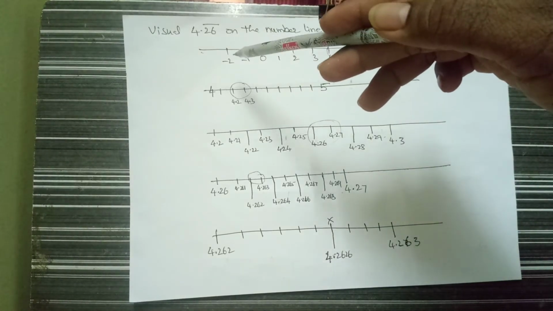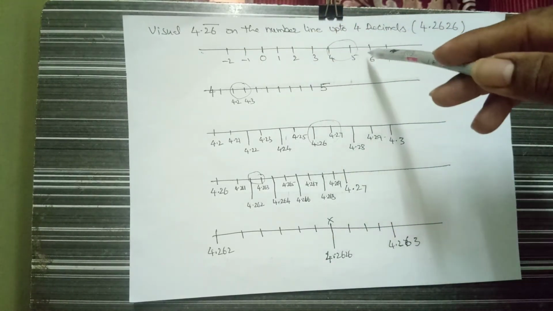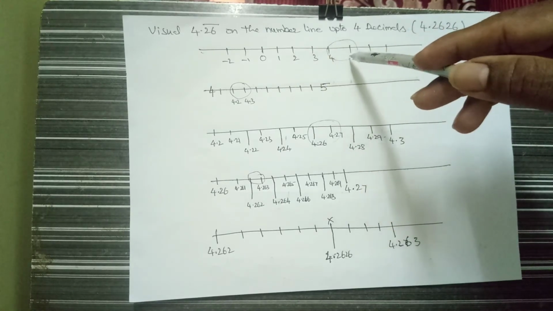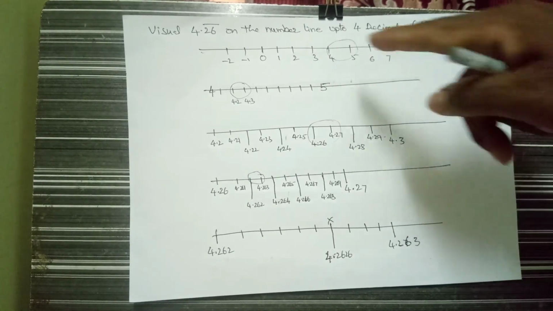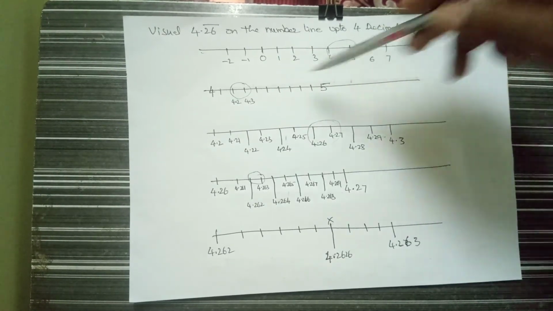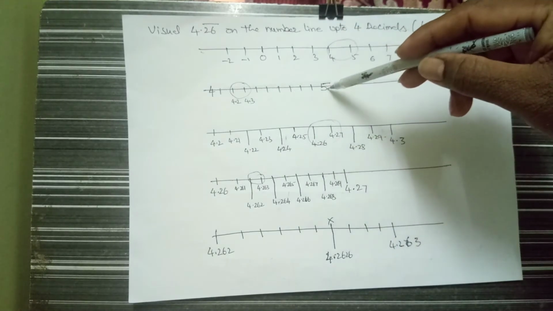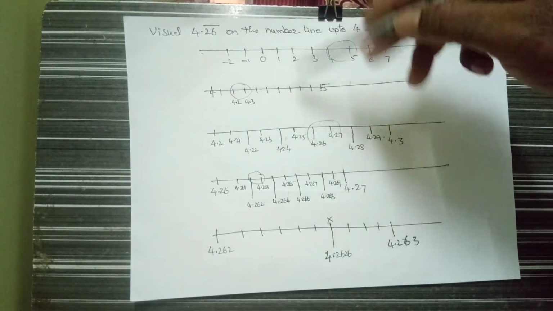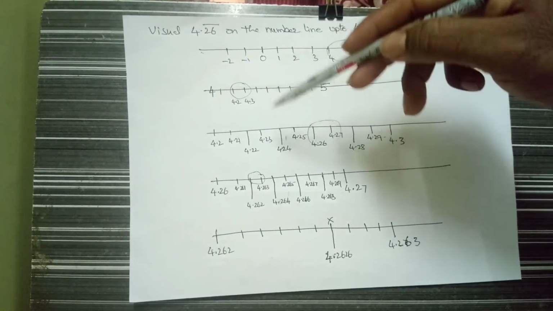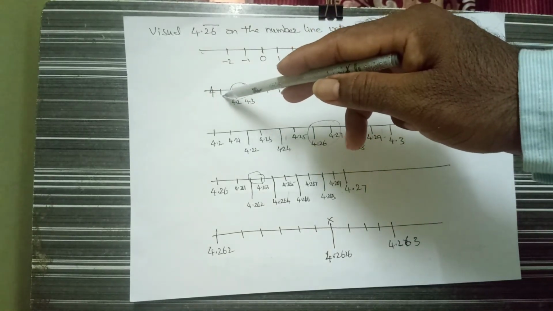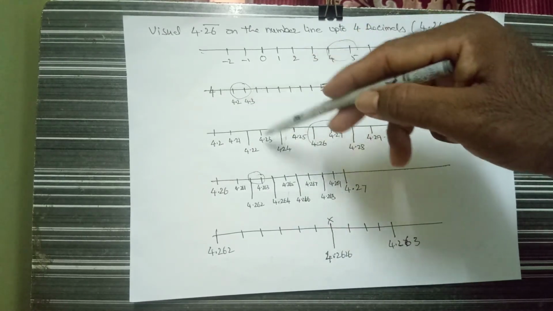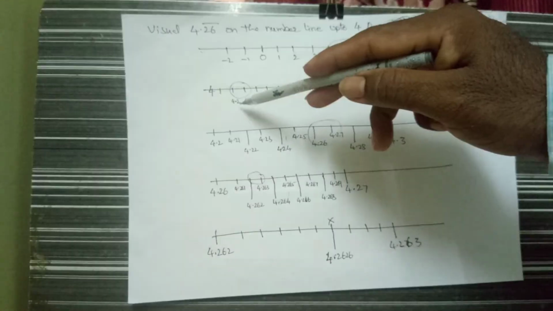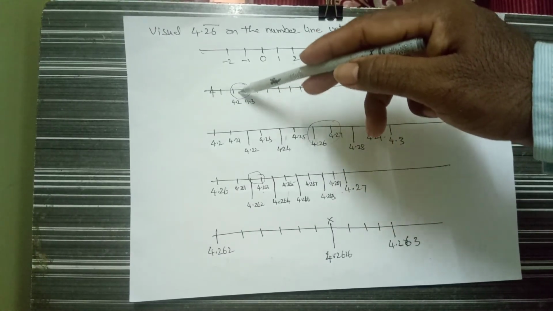Therefore take a number line. 4.26, that means in between 4 and 5 this can be located. So write down 4, write down 5, divide that into 10 parts. Now 4.1, 4.2, 4.3, 4.4 and so on. Now this is 4.2, therefore our answer is going to locate here.